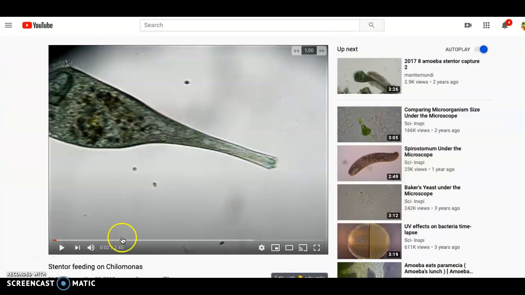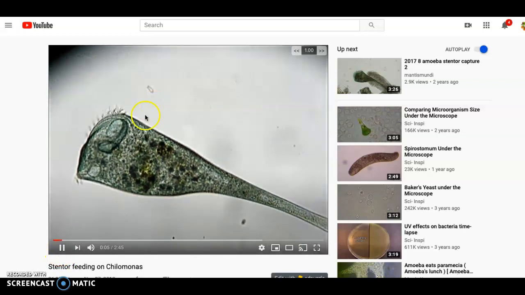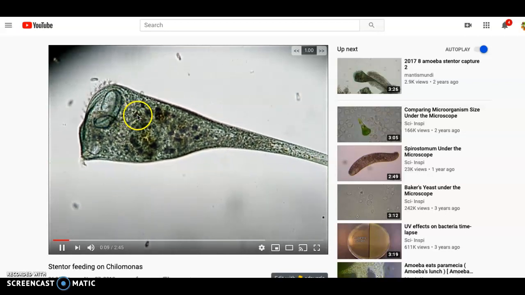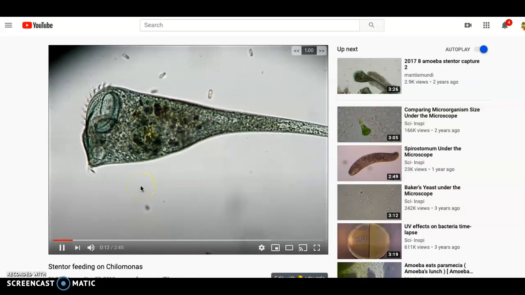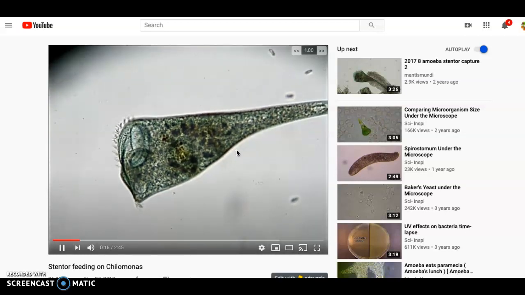Another one I have is Stentor, and Stentor has that similar type of mouth part, and it's going to cruise around, and all these little cilia will kind of suck in smaller photosynthetic protists into its big cellular gut, and that's how it feeds.